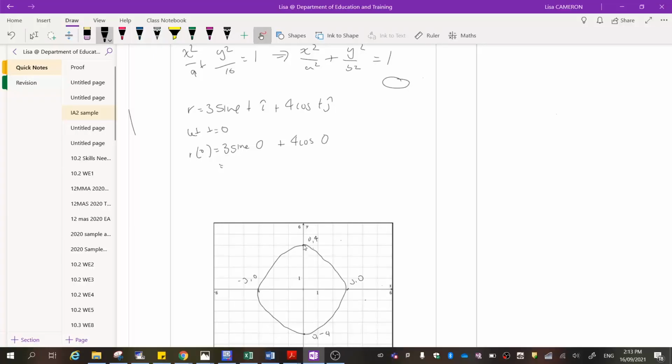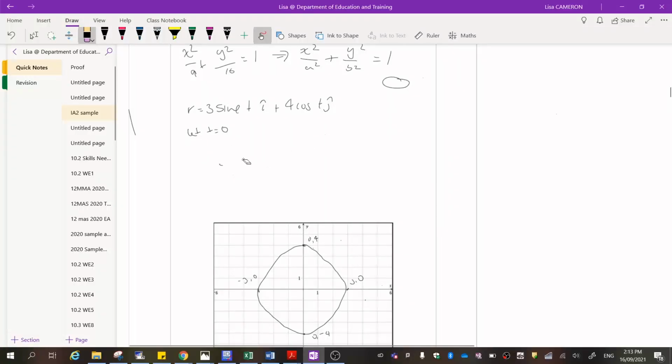So we're looking up here right now. Sine of 0 is 0, and 3 times 0 is 0. Plus 4 cos 0, and cos 0 is 1, so 4 times 1 is 4. So we already know this point of 0, 4. This confirms that what we're doing here is right. You don't need this step, but it confirms it.